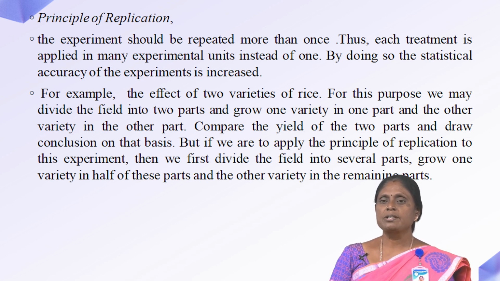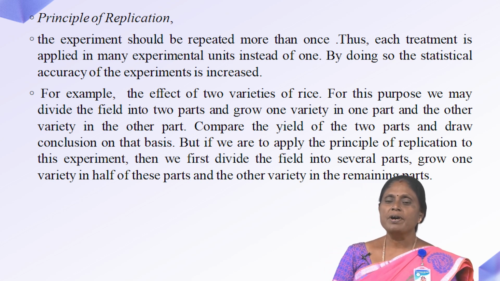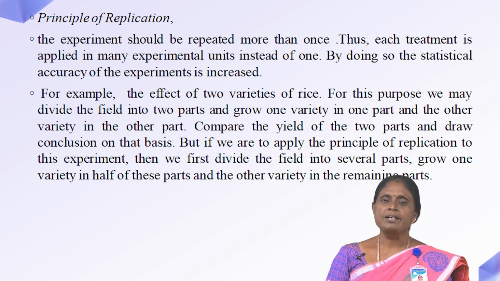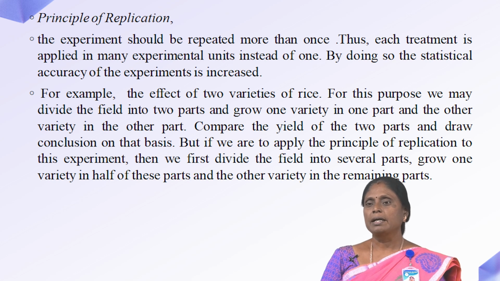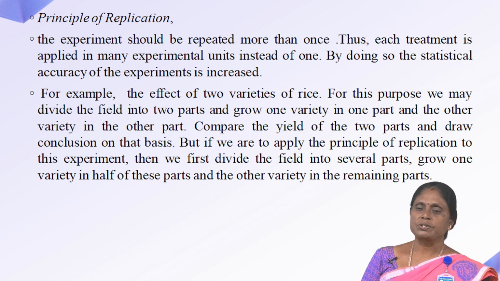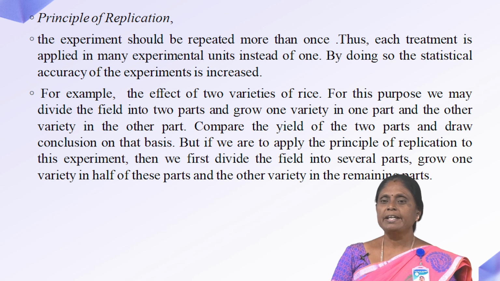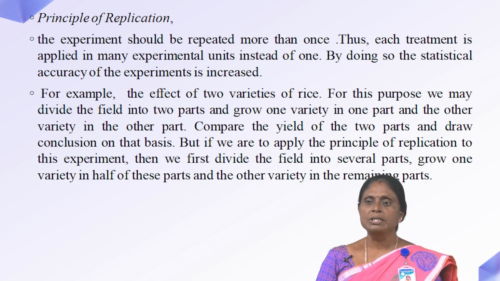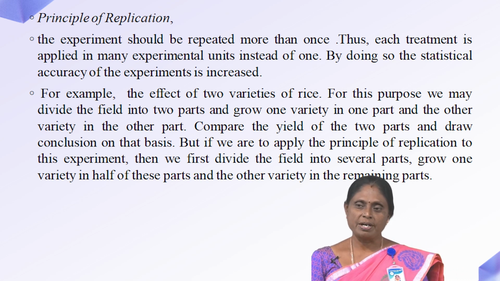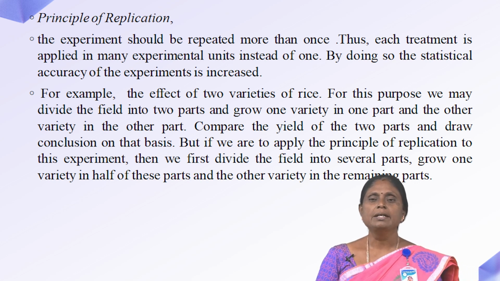For example, suppose we are to examine the effect of two varieties of rice. For this purpose, we may divide the field into two parts and grow one variety in one part and the other variety in the other part. We can then compare the yield of the two parts and draw a conclusion on that basis. But if we apply the principle of replication to this experiment, then we first divide the field into several parts, grow one variety in half of these parts and the other variety in the remaining parts. We can then collect the data of yield of the two varieties and draw a conclusion by comparing the same.